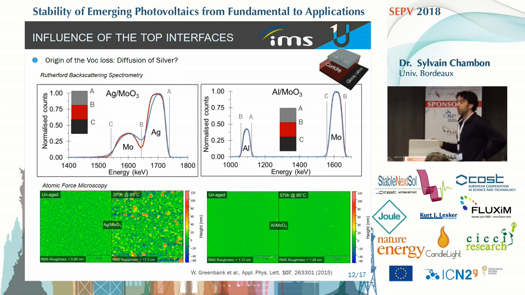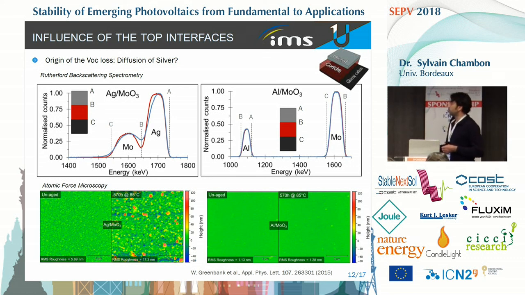In the case of the aluminum sample, we did not observe any change of the molybdenum and aluminum peak, which means that the interface between the metal and the oxide didn't change during aging. But as soon as silver is present, we observe some changes in the slope of the silver and the molybdenum, which indicates that there can be an intermixing between the two layers. It can be due to some interdiffusion, but it can also be attributed to some morphological change.